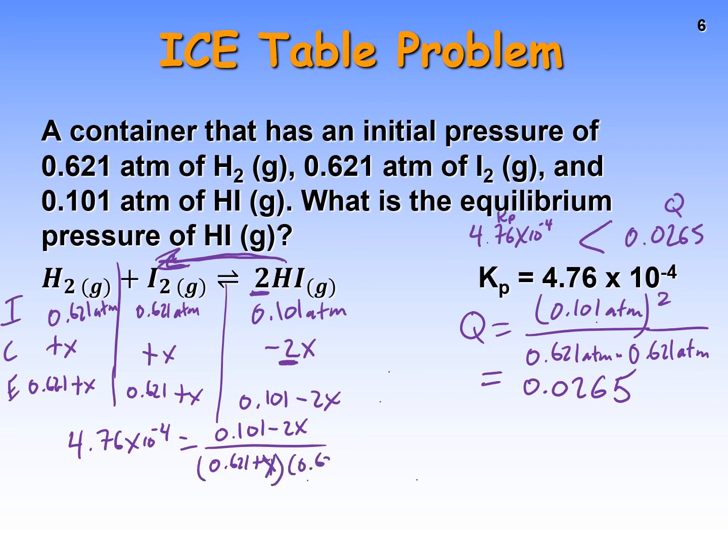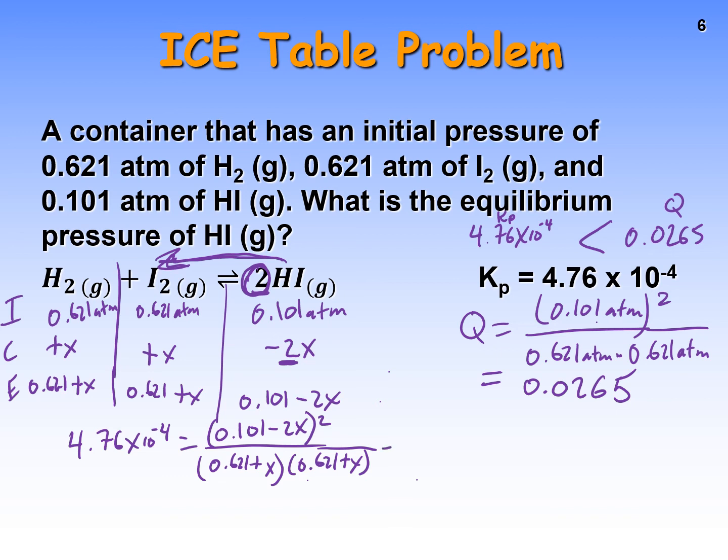times 0.621 plus x. Now, one of the common mistakes I see students make is they set it up like this, and then they've forgotten something. And it's a very important thing. Again, this 2 here is so important. We need to square that whole situation there because of the 2. So this is my setup.